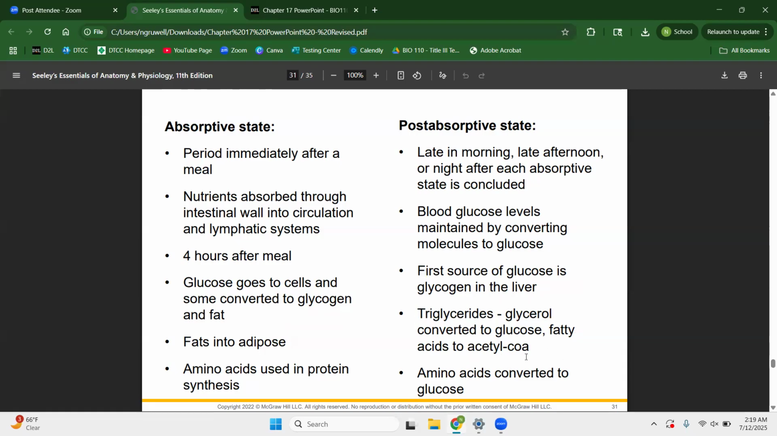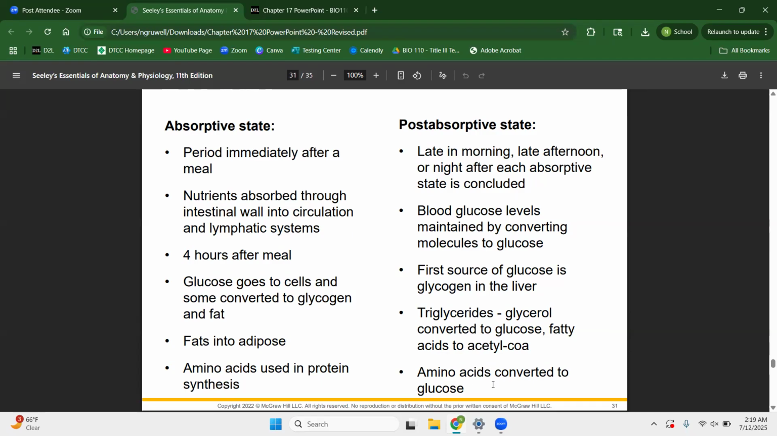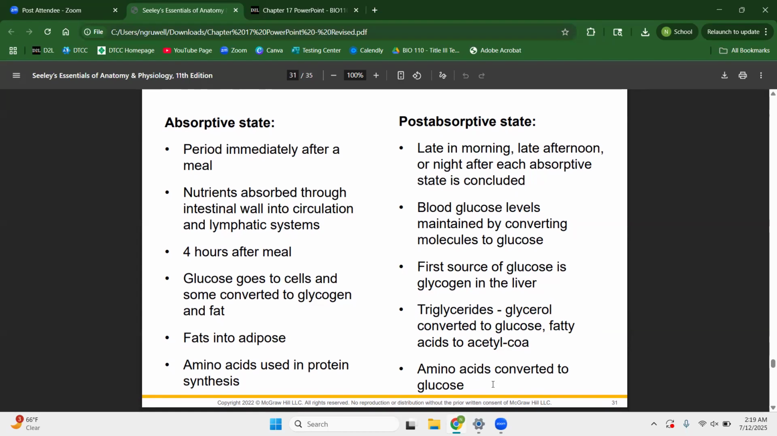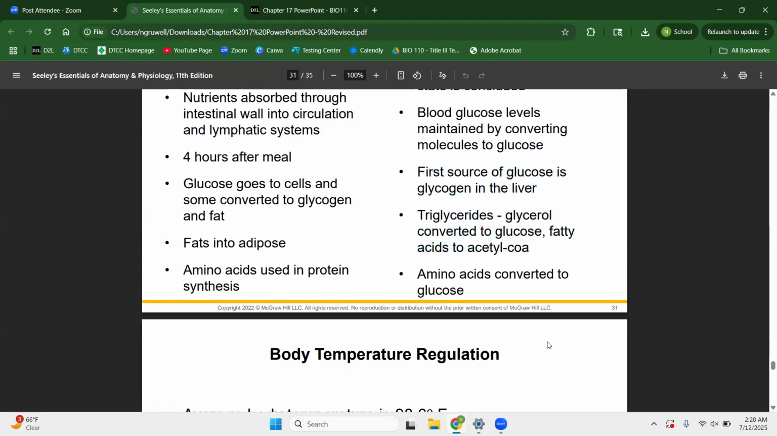The fatty acids going to acetyl-CoA is a little bit more than you need to know or really understand that process. Amino acids can also be converted to glucose. It doesn't happen a ton, but it is possible because our cells need glucose. So if we had to resort to proteins, then we could take amino acids and convert them into glucose. But this is really going to be our two main ways that we can access those energy stores within the body.